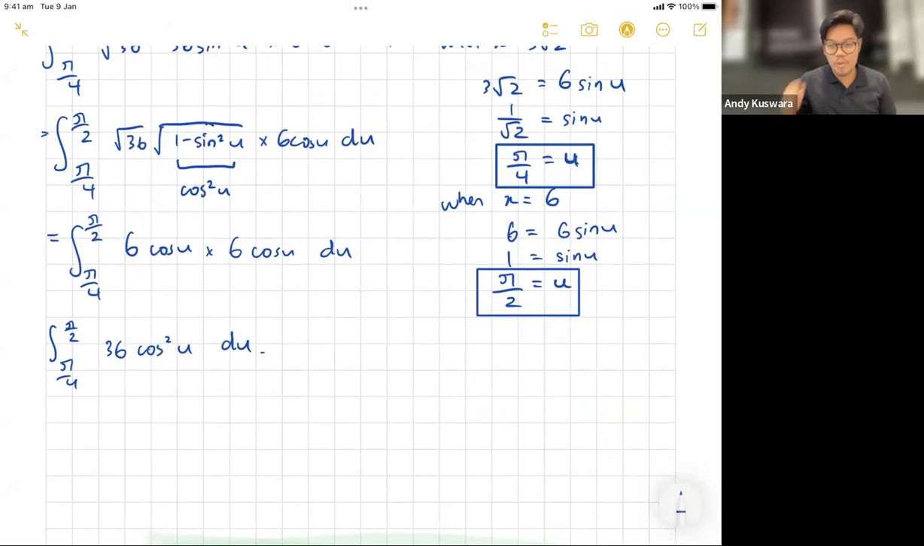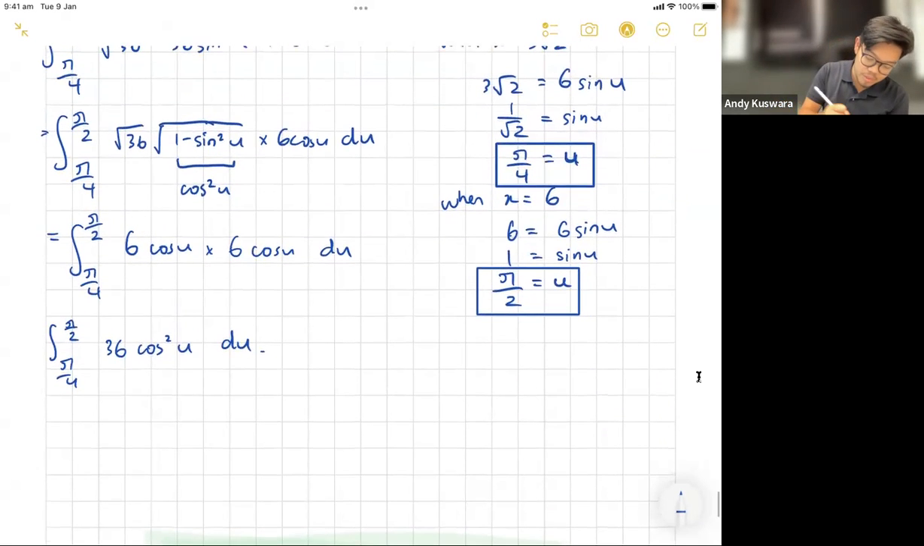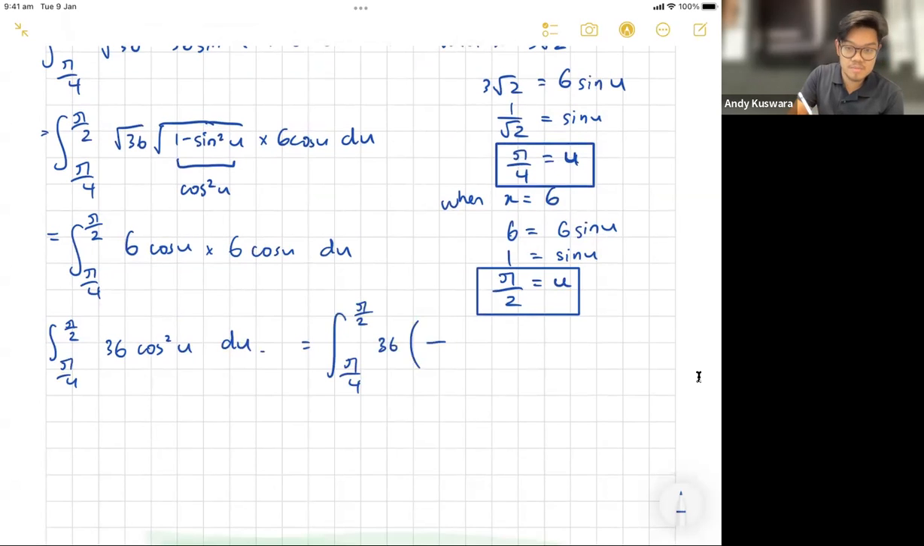Now, we're there, but we cannot integrate. We're not allowed to integrate cos squared u. So we're going to have to use that double angle formula that we talked about. So this is the same thing as integrating between pi on 2 and pi on 4 of 36. And instead of cos squared u, I'm going to write this as, it should be half, plus half cos, and I'm pretty sure it'll be 2u du. Okay, so that is that.